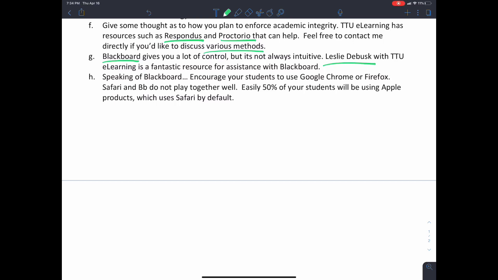Speaking of Blackboard, encourage your students to use the browsers Google Chrome or Firefox. Google Chrome is the best here. Safari and Blackboard do not play well together. Easily 50% of your students, and that's a low estimate, are using some sort of Apple device, and Safari is the default for that particular device.